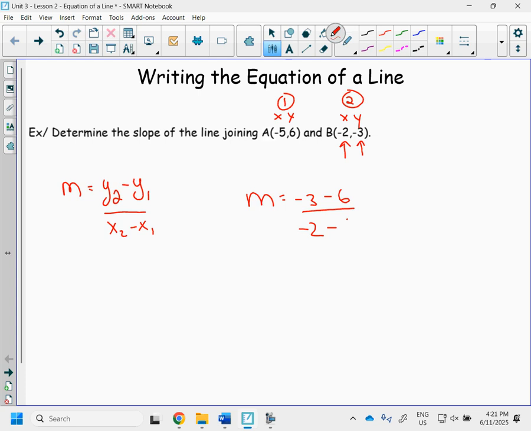You have your minus sign and your negative 5. You should end up with negative 9 over positive 3, which if we can reduce, we will. Remember, this is just dividing. So how about negative 3 for a slope? Okay, just a reminder of yesterday's lesson.